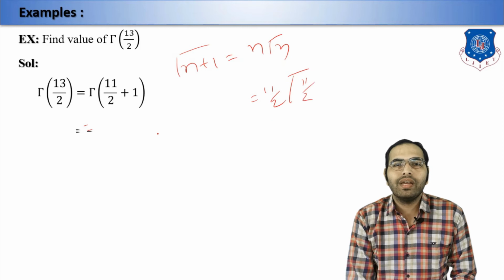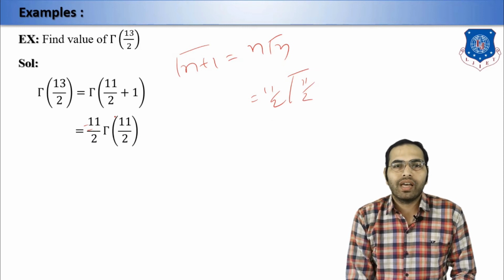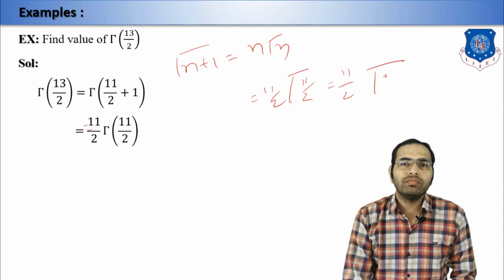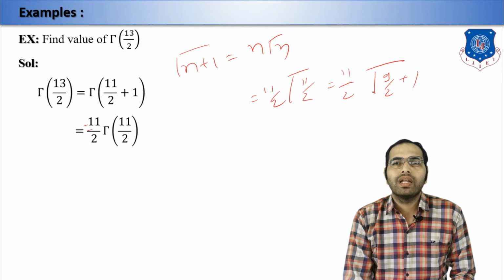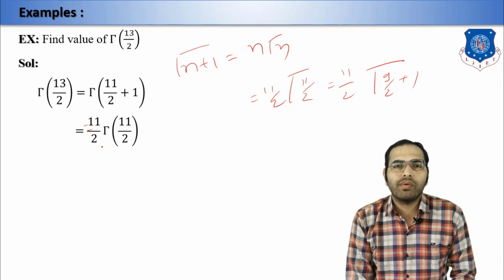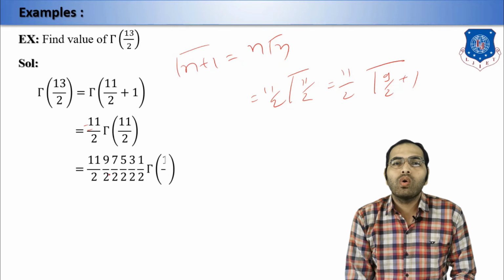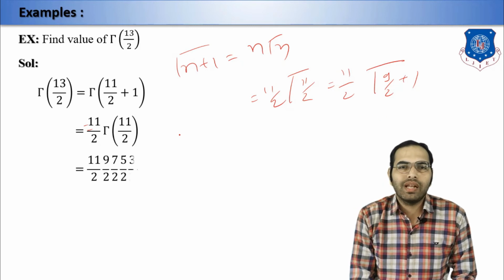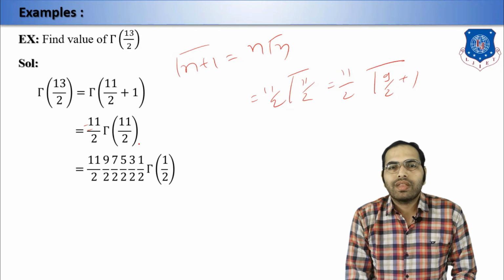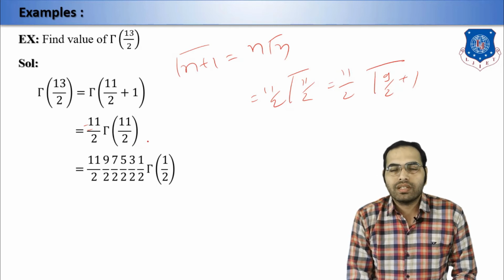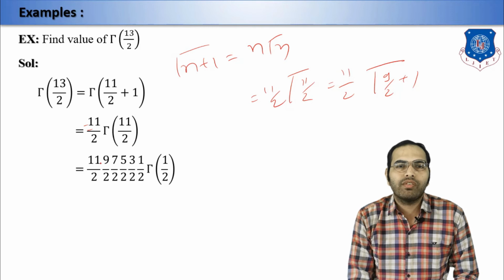According to this property, we can write it as 11 by 2 gamma 11 by 2. Again we simplify this term: gamma 11 by 2 is replaced as 9 by 2 plus 1, which is written in reduced form as 11 by 2 times 9 by 2 gamma 9 by 2. In a similar manner, 9 by 2 is written as 7 by 2 plus 1, then we get 7 by 2 gamma 7 by 2. Our gamma function reduces to 11 by 2, 9 by 2, 7 by 2, 5 by 2, 3 by 2, 1 by 2 gamma 1/2.